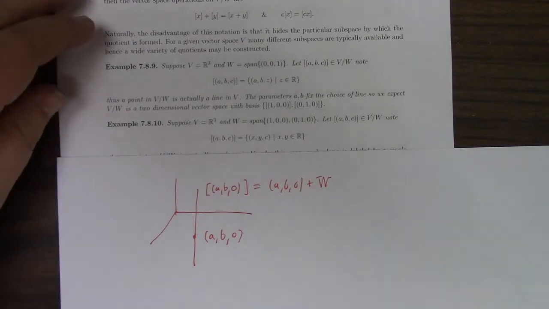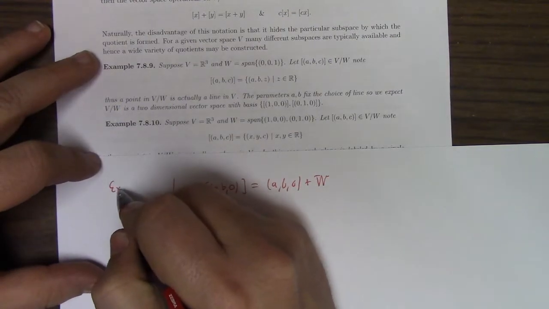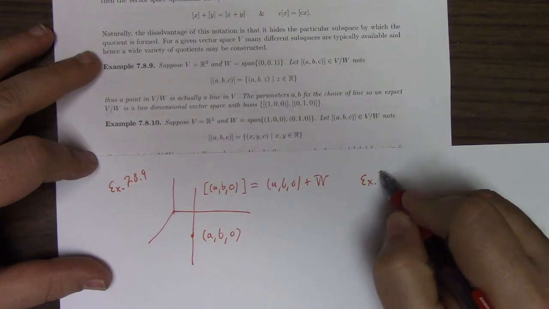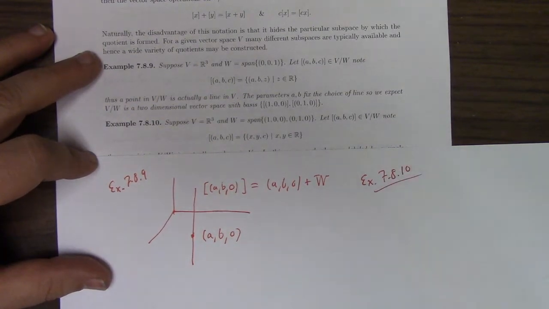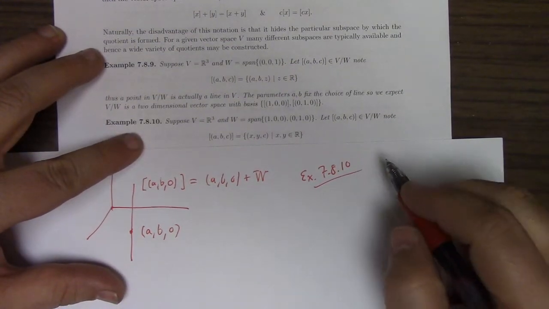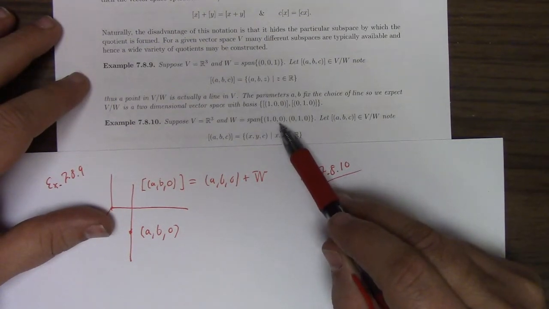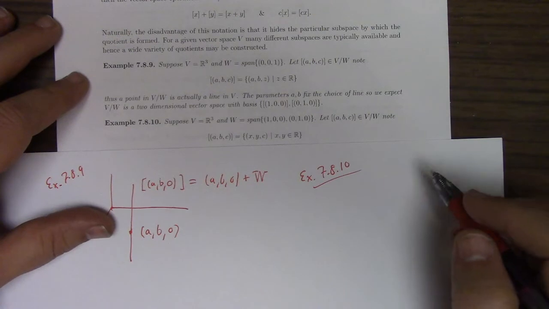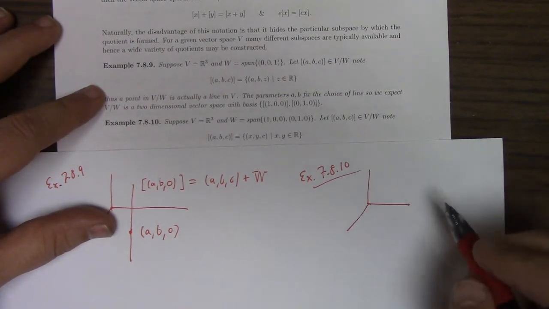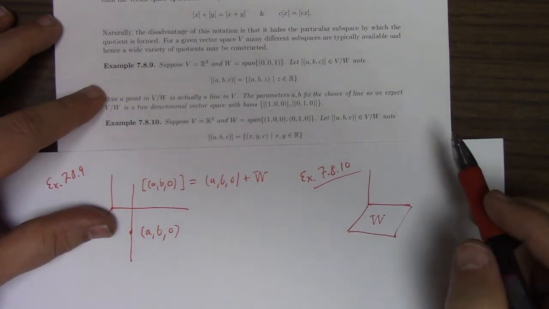All right. Next example. That was example 9. Example 7.8.10. I have W is the span of basically i hat and j hat, if you like Calc 3 notation. In other words, this time this is W. In R3, it's the xy plane.